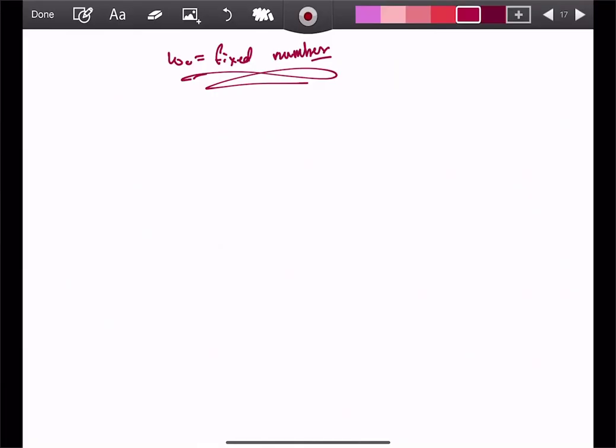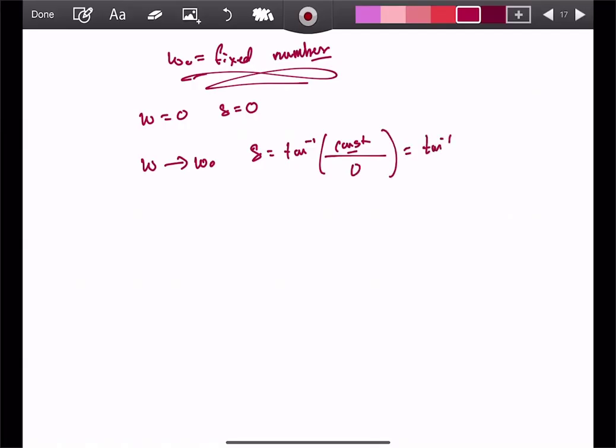And then the phase in this case is going to increase from omega equal to 0, so that delta is equal to 0, right? So if omega is equal to 0, I have the arctangent of 0, which is 0. And then it's going to approach pi over 2 when omega is equal to omega 0. So as omega goes to omega 0, our delta is going to become the arctangent of some constant divided by 0, which is the same thing as the inverse tangent of infinity, which is equal to simply pi over 2.